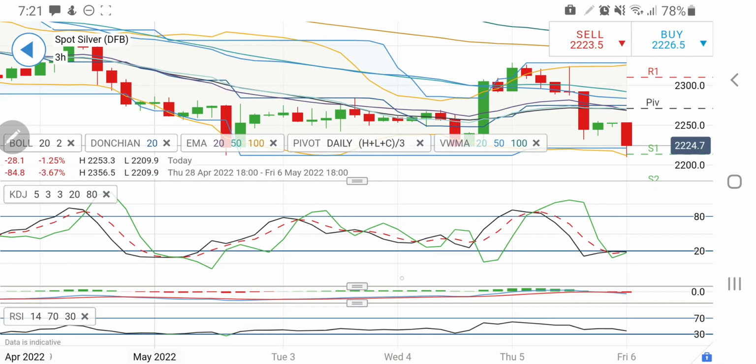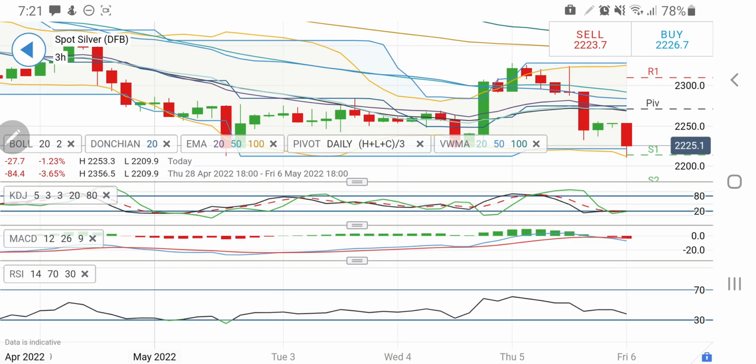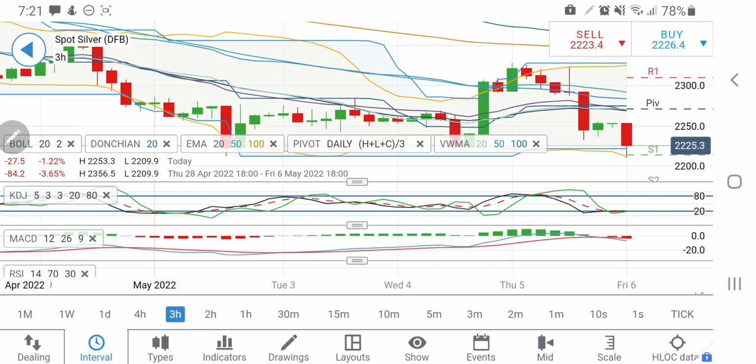But this is oversold on the 3-hour chart. A minor retracement on the upside cannot be denied. And if you look at the MACD, it has just crossed over. This is just the second red candle, and hence we can expect a couple more red candles from here. And that is why I say 2200 levels and below can be achieved. Remember, 2200 is a very strong support zone for silver, and then 2140 will come into the picture.